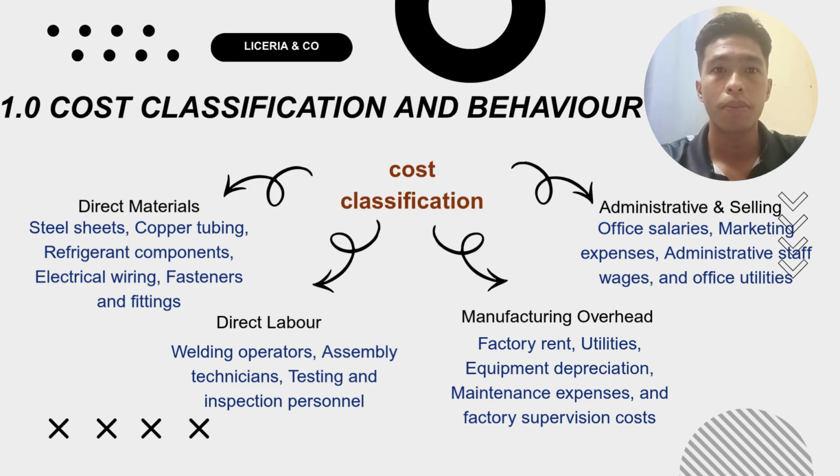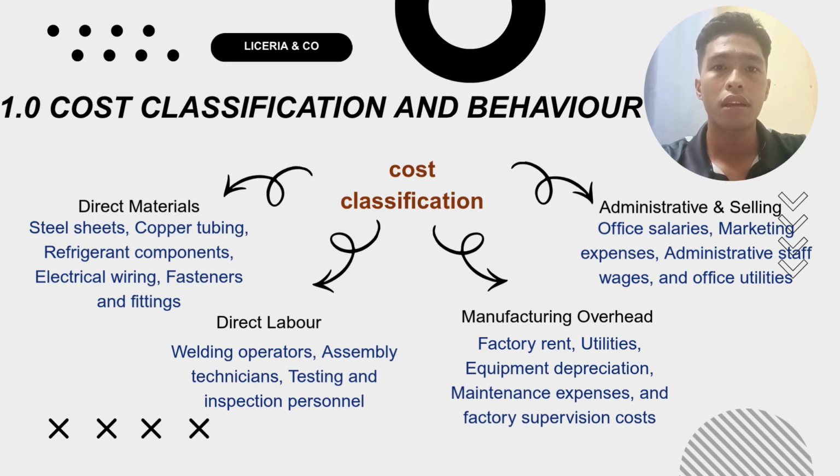Today I will present the cost classification and behavior for Innotech Manufacturing Ltd's HVAC expansion project. Cost classification is important because it helps management understand where the money is being spent and how costs change as production increases. In this project, costs are classified into direct materials, direct labor, manufacturing overhead, and administrative expenses.